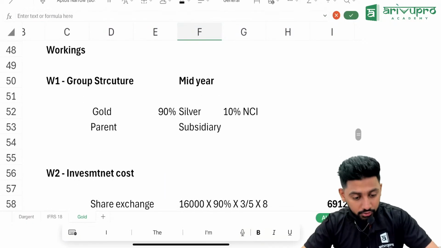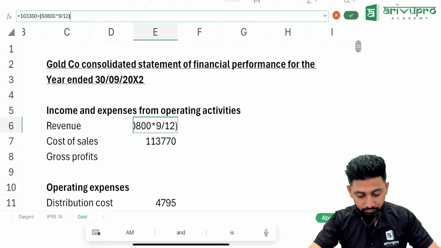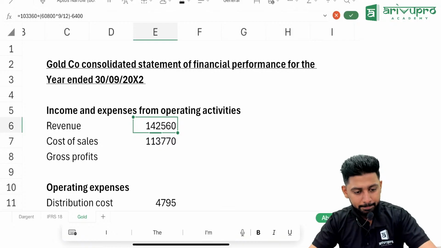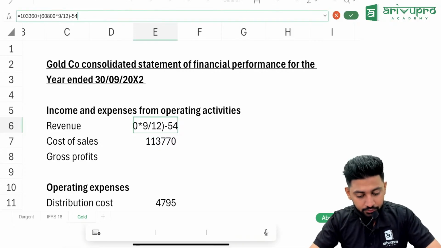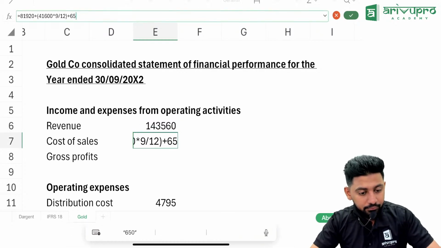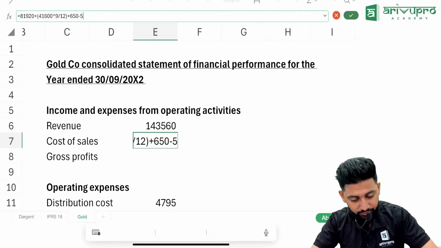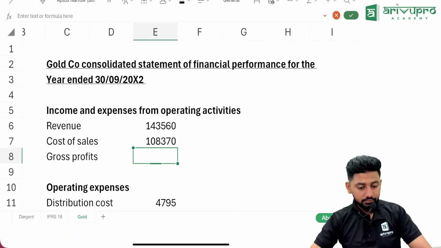Clear? I go to the top. Sales minus 5,400, and cost of sales minus 5,400. Are we clear? Done.